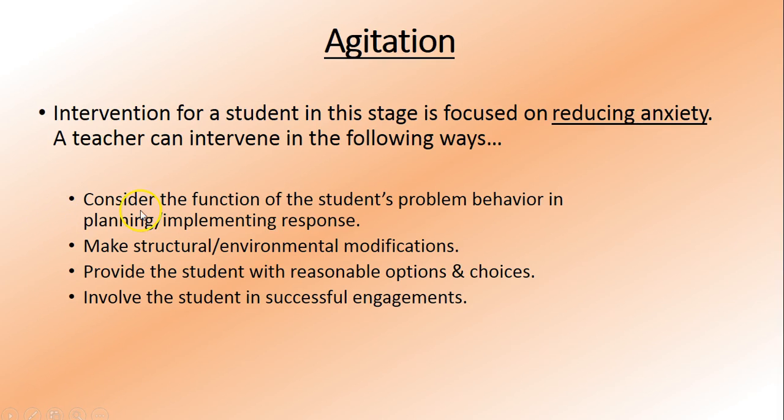Again, we need to consider why an individual is acting out. What is the function? Is it intentional? Is it not intentional? If necessary, we need to make structural or environmental modifications in order to reduce anxiety. And keep in mind, we haven't lost this student yet. We need to provide this student with reasonable options and choices to try to figure out how we can reduce their anxiety. Be calm, be rational, say things that will make the student want to improve his or her behavior, and try to keep it positive so the student's behavior doesn't escalate.